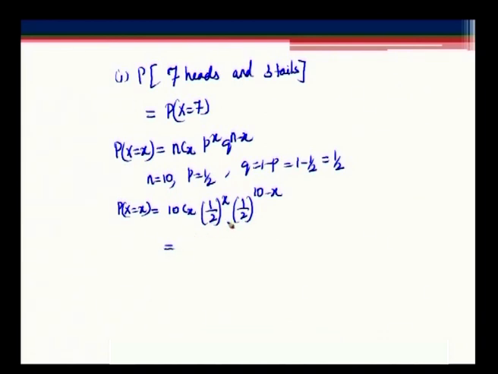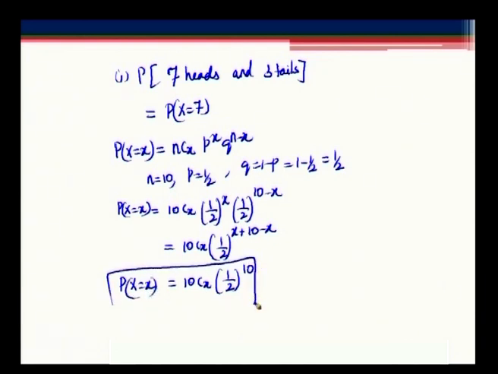Adding these two, we have 10 c x (1 by 2), adding the powers x plus 10 minus x. So, this is 10 c x (1 by 2) whole power 10. This is your P of x is equal to x. We will use this to find out P of x is equal to 7.